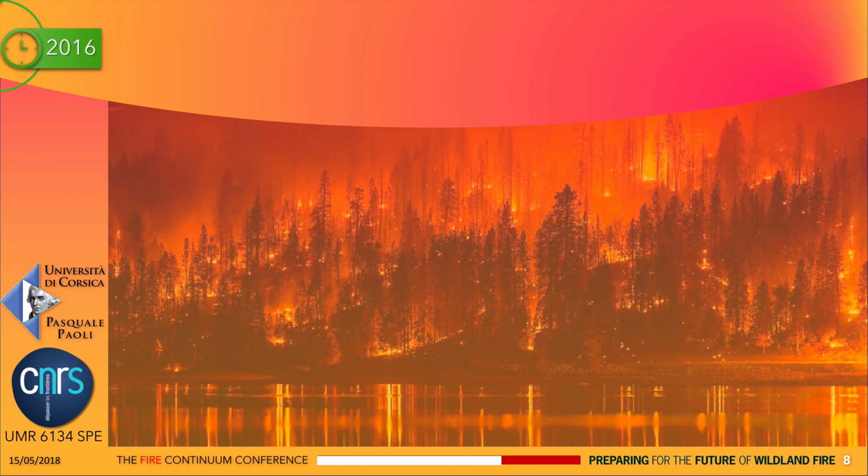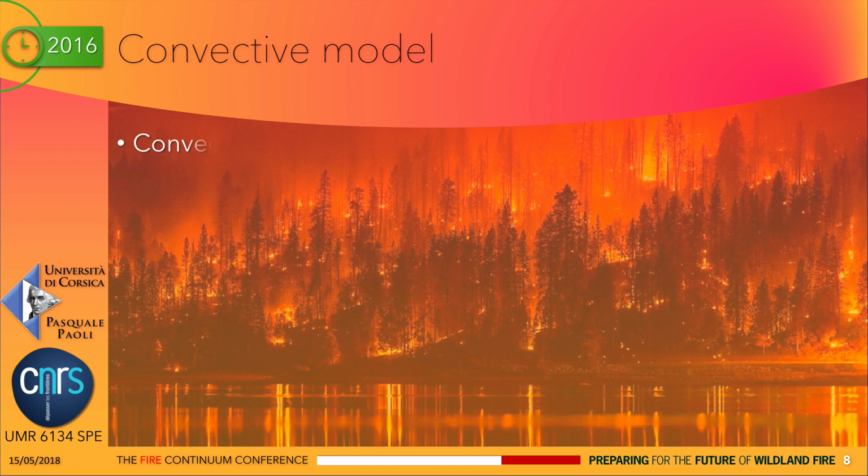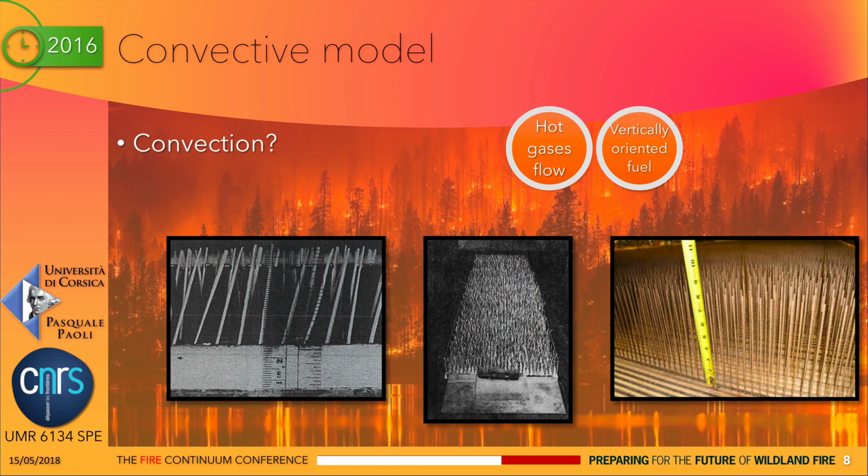The next step is about the development of a convective model. The point is to determine what convection we are talking about. When we talk about convection, we mean the flow of the hot gases. So, to check the validity of a convective model, this model has to be confronted to experiments with well-ordered and vertically oriented fuel beds.